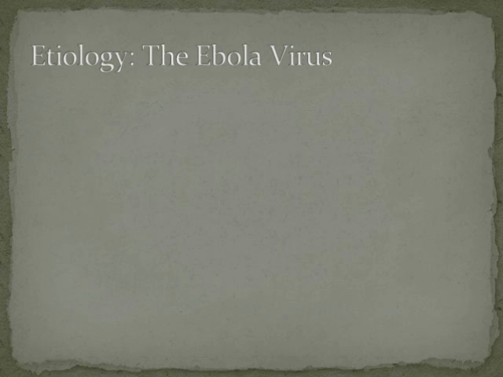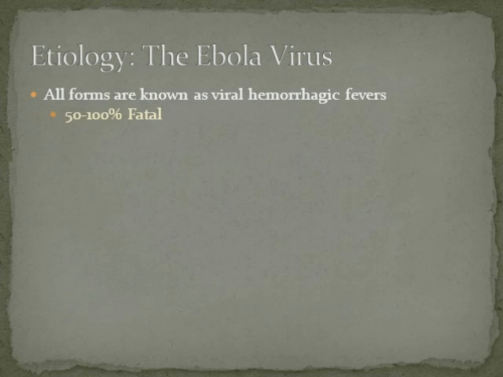So now, moving on to the etiology of the Ebola virus, one thing must be made clear. The 5 species subtypes of the genus Ebola virus are all classified as viral hemorrhagic fevers. That's the disease that is associated with this virus. Now, the etiology of the viral hemorrhagic fevers is the Ebola virus, and it isn't the other way around. In every single form, the fatality rate is 50 to 100%, making it a very, very powerful and lethal virus.